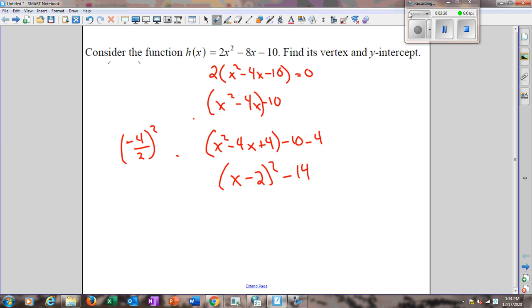Oh, I made a mistake up here. Sorry about that. I didn't realize that. Up at the top, when I factored the 2 out, this should be a minus 5, not minus 10, because I had to pull a 2 out of each one of those terms. So that's minus 5, minus 5, minus 5. That's better. So then now minus 5 minus 4 is minus 9.